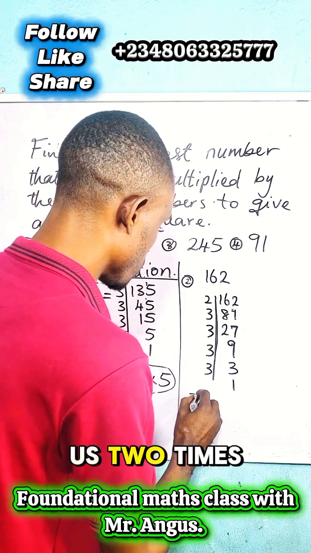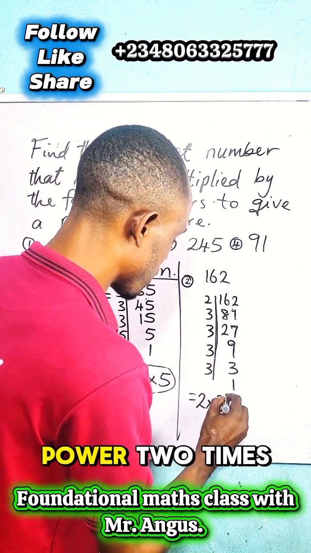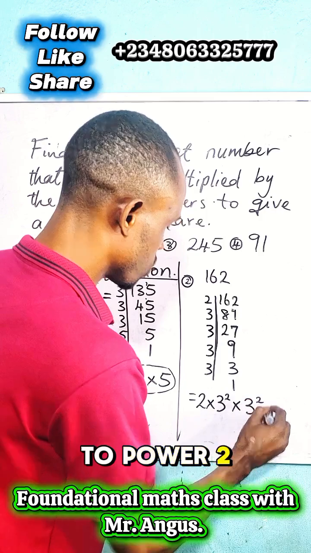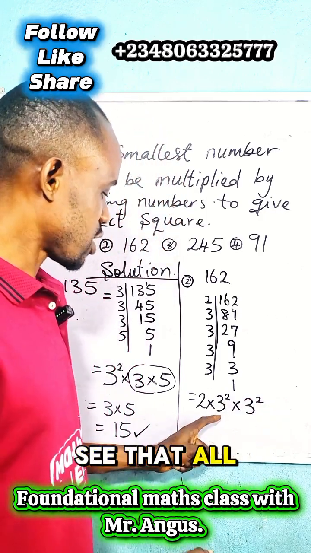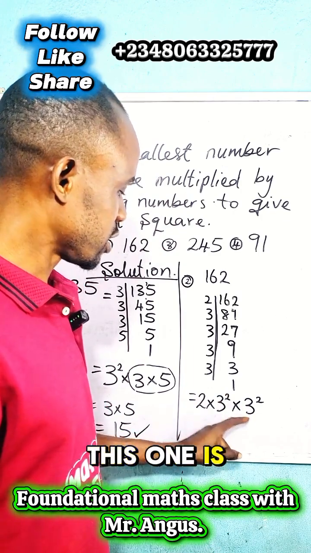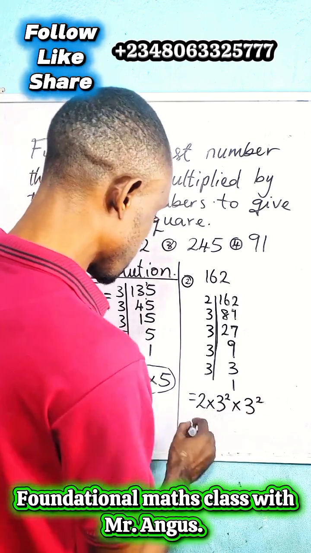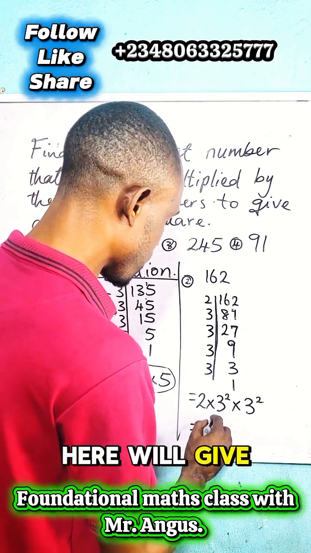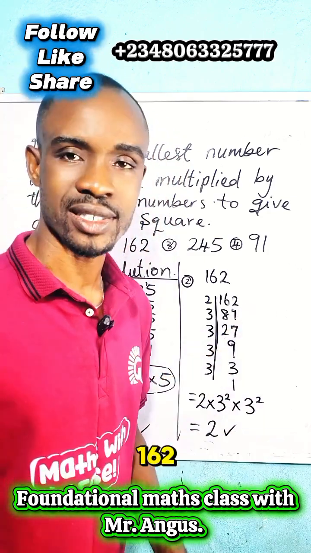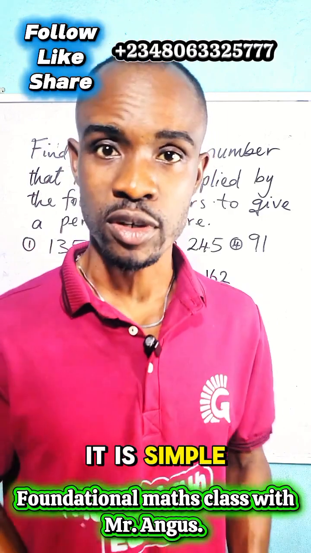This is giving us 2 times 3 raised to power 2 times another 3 raised to power 2. Now looking at this, you can see that all these ones have pairs, meaning the square. This one is 3 squared, this one is also 3 squared. The one that doesn't have a pair is only 2. Therefore, the answer here will give us 2. So 2 is the smallest number that we can use to multiply 162 in order to give us a perfect square. Stop that panic. It is simple.